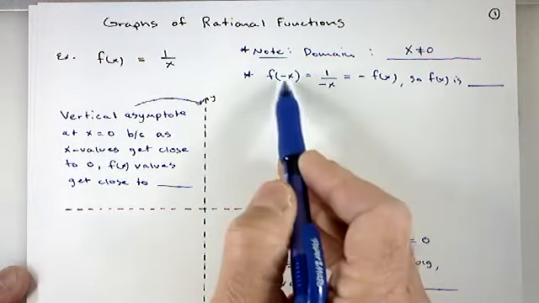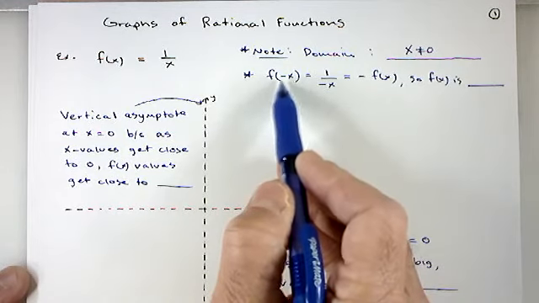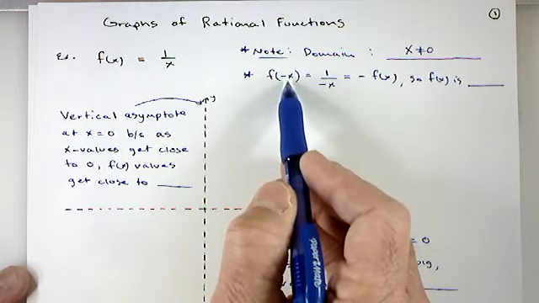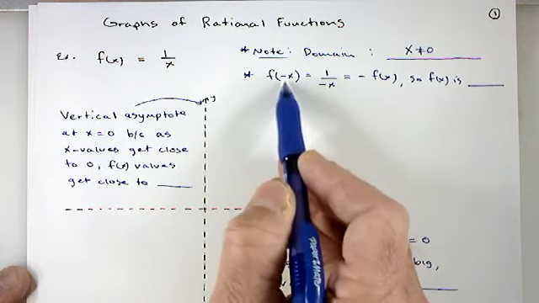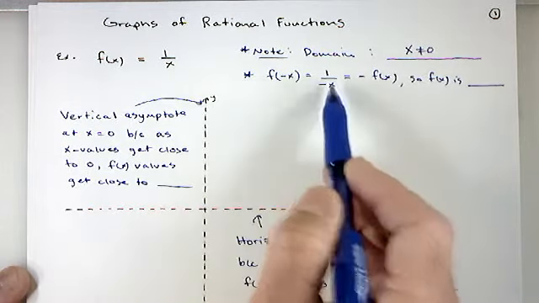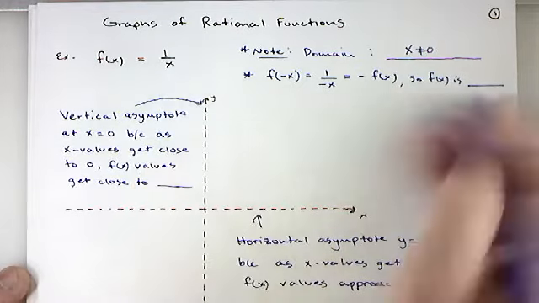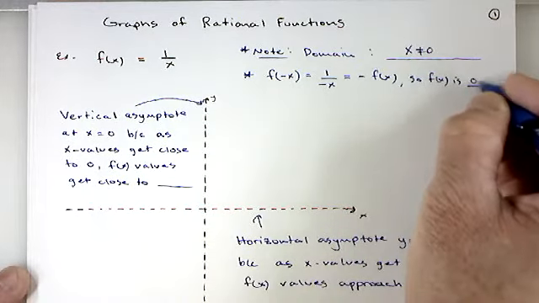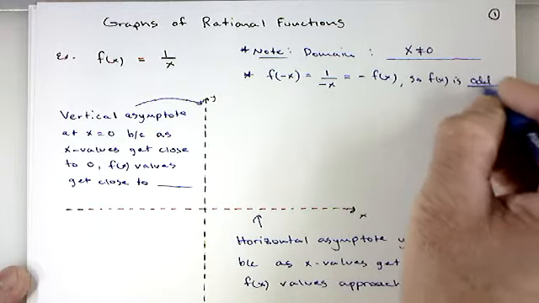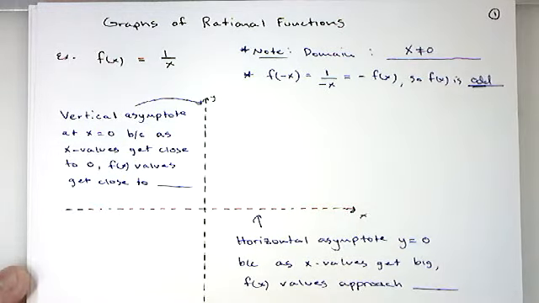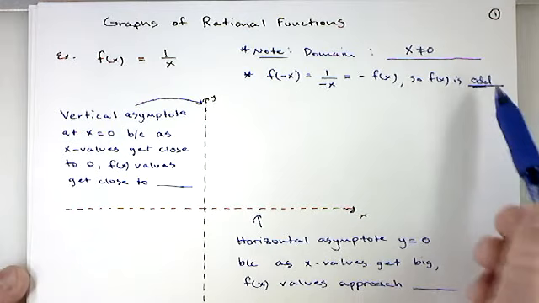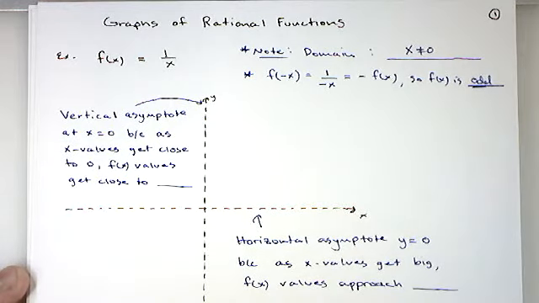Also, I want to point out something we've talked about earlier, which is the idea of an odd or even function. If you plug in negative x for x, you just get 1 over negative x, which is just the opposite of what we started with. So that tells us that f of x is an odd function. Okay, it means it's going to have symmetry about the origin. So we'll keep these two things in mind as we sketch this.